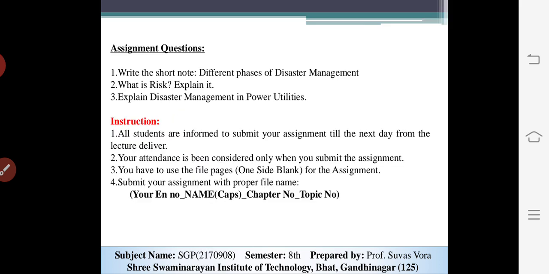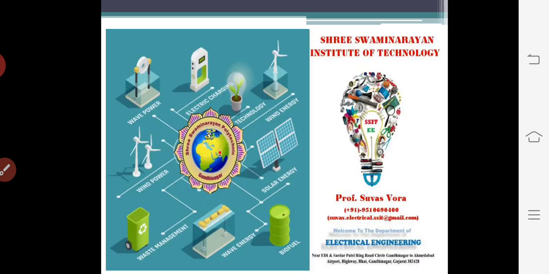So today we learned about the different phases of disaster management, what the risk is, and what the impact is on power utilization in India and the power sector. If you have any doubt regarding this topic, you can contact me, and if any questions arise on this topic, you can also send me a mail.